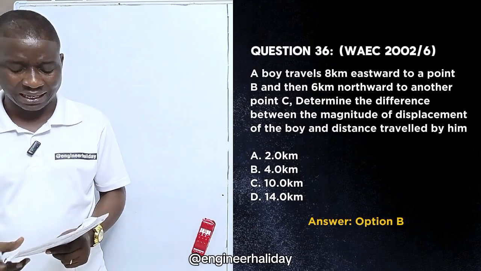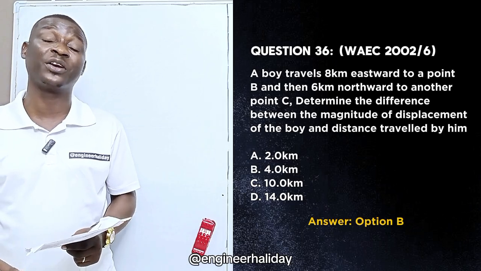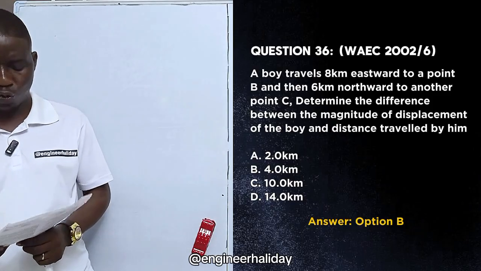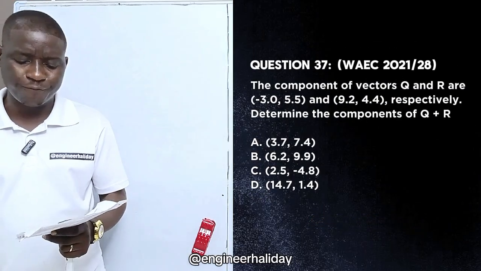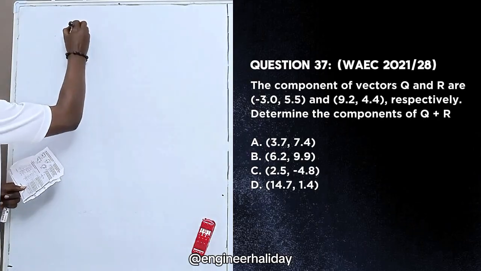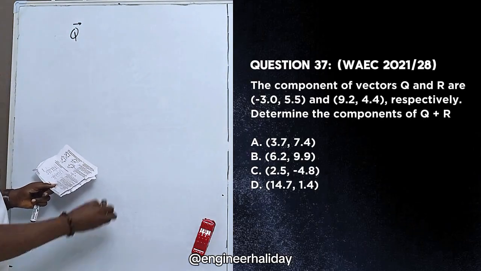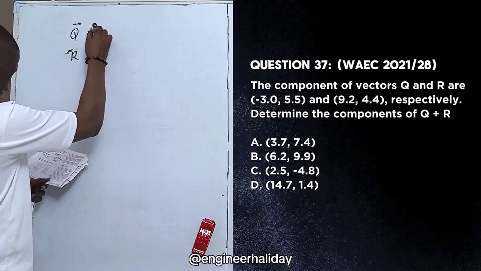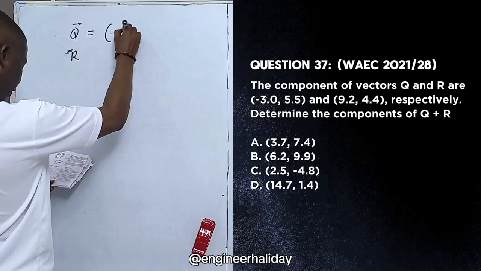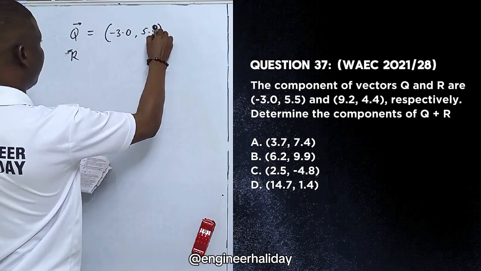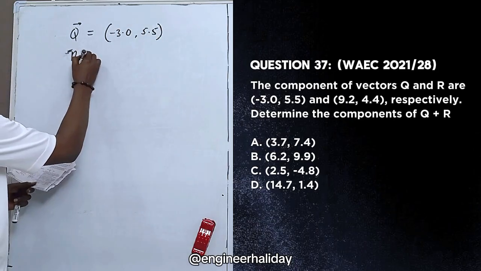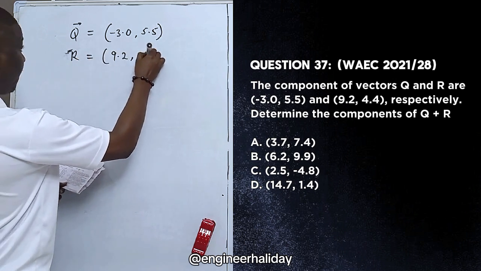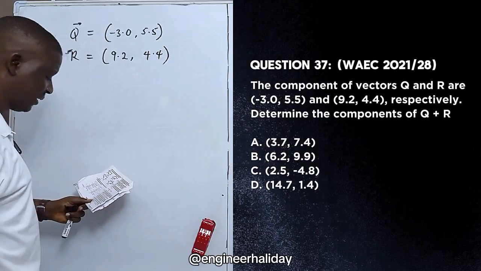Now, the next question, which is the last one for this part, before we now talk about relative velocity or talk about Fermat analysis in our next video, please always follow up. Now, the components of vectors Q and R. Q is what? Minus 3.0, 5.5. Then R is equal to what? 9.2, 4.4. What they say we should find respectively.